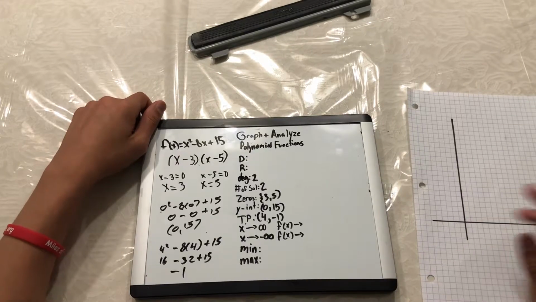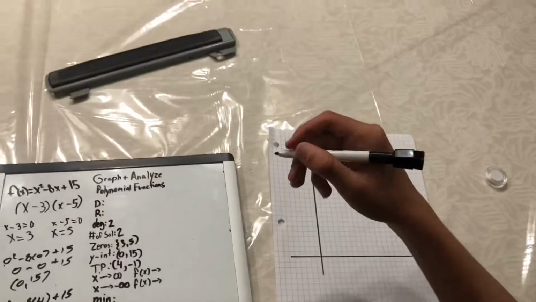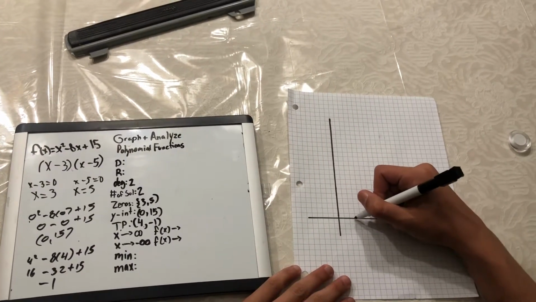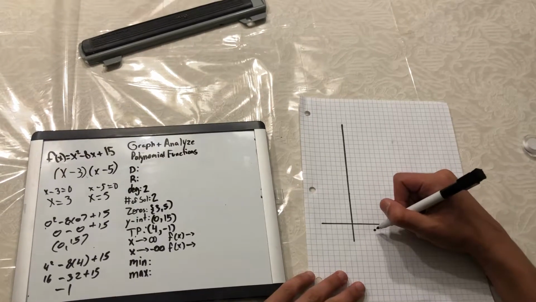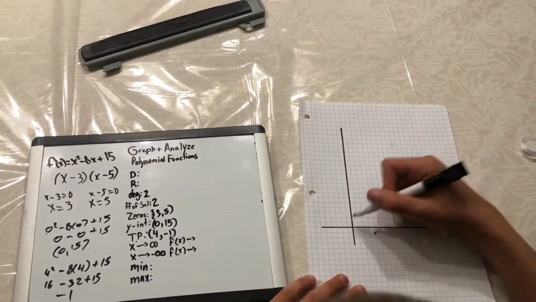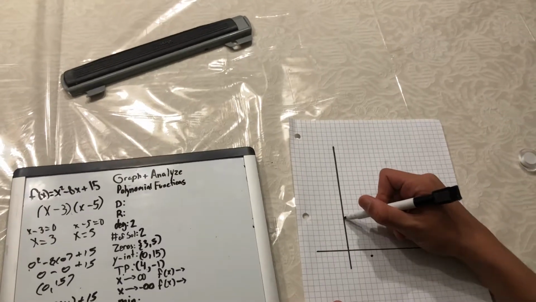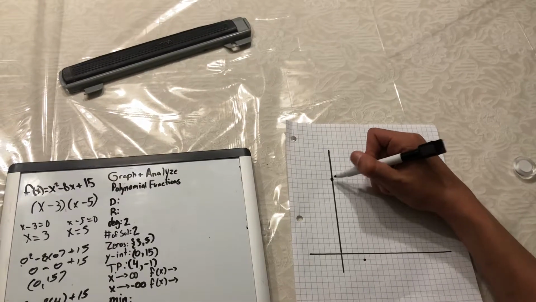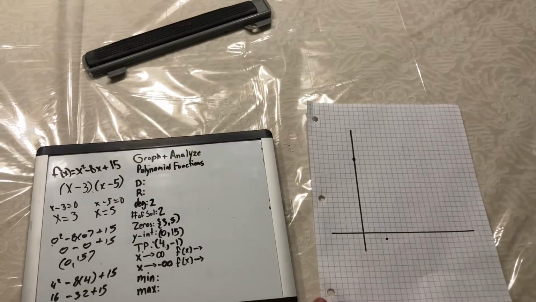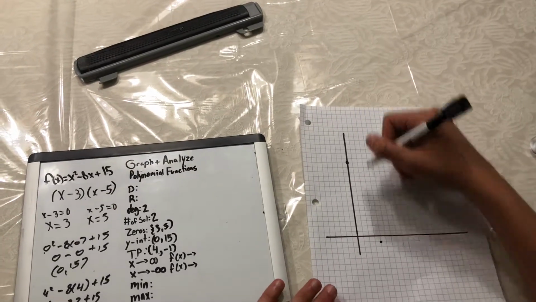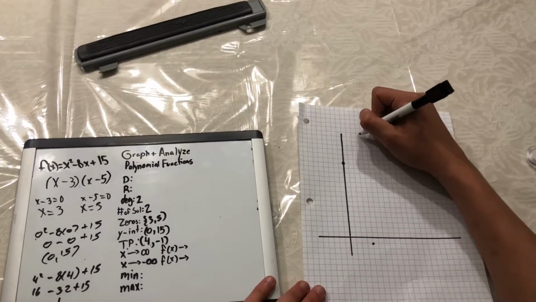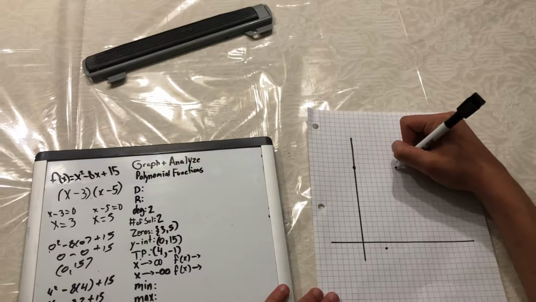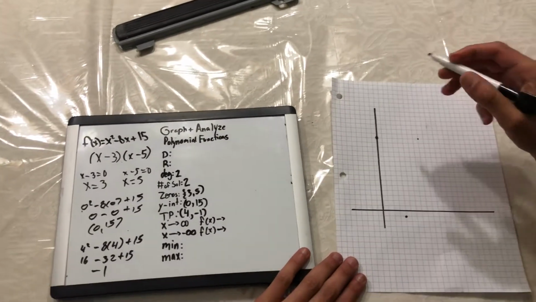Now, let's plot that on our graph. So, our vertex will be at (4, negative 1): 1, 2, 3, 4, negative 1. Our y-intercept is (0, 15), so 1, 2, 3, 4, 5, 6, 7, 8, 9, 10, 11, 12, 13, 14, 15, right there. And the turning point can also be the axis of symmetry, so the same amount of points, 4, 1, 2, 3, 4, right there. That will be our next point.